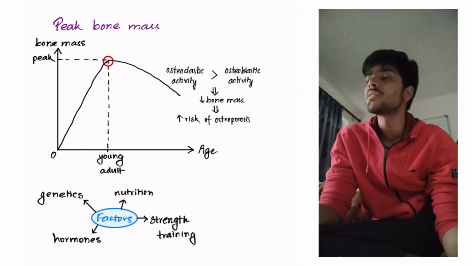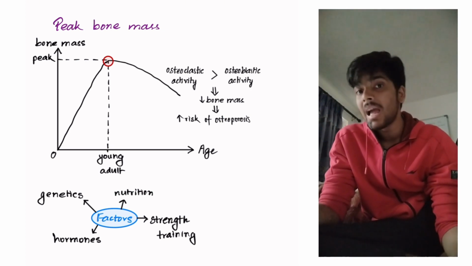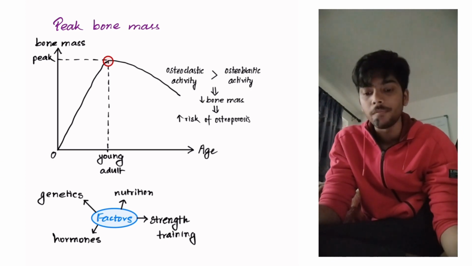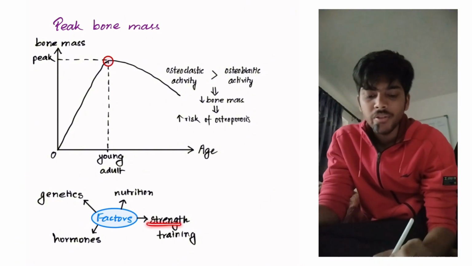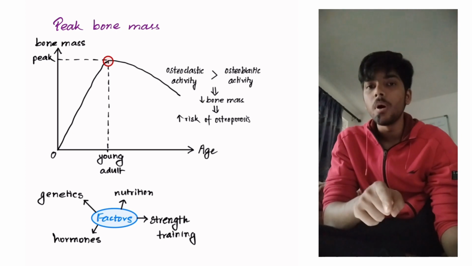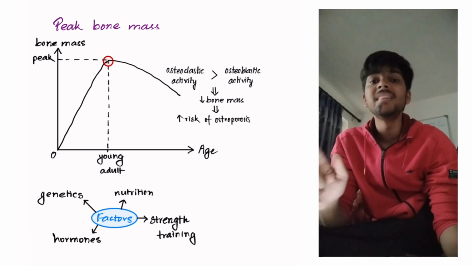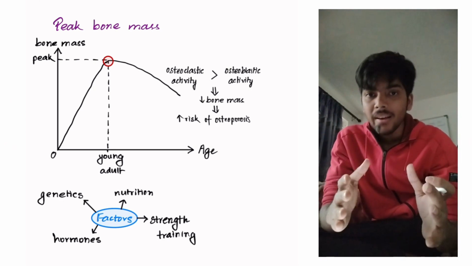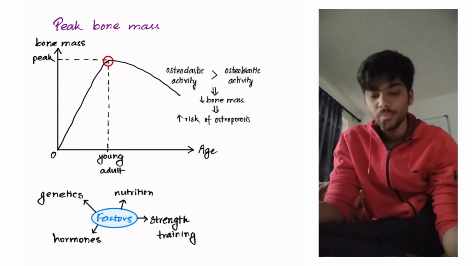A person who has sufficient intake of vitamin D and calcium has a higher peak bone mass as compared to a person who is deficient of vitamin D and calcium. Number 3, strength training. Strength training leads to microfractures in your bone, and these microfractures heal. Once they heal, the bone grows greater in size, becomes stronger, and the peak bone mass increases as well.